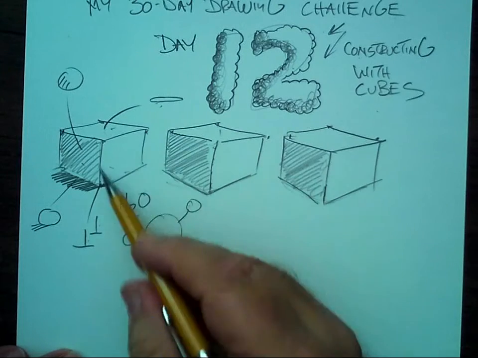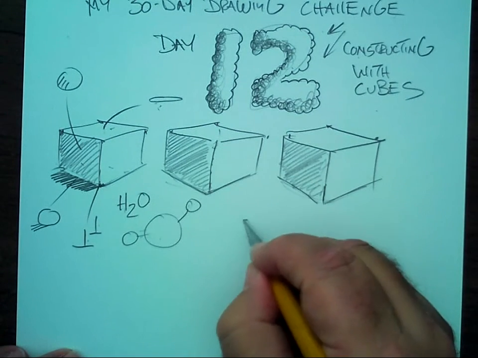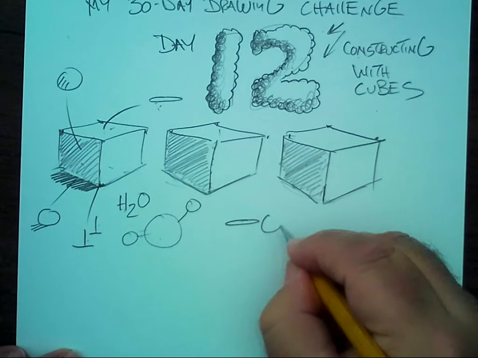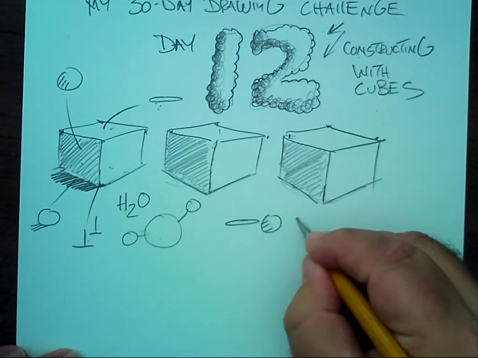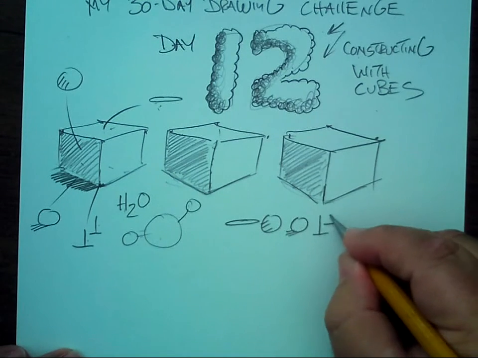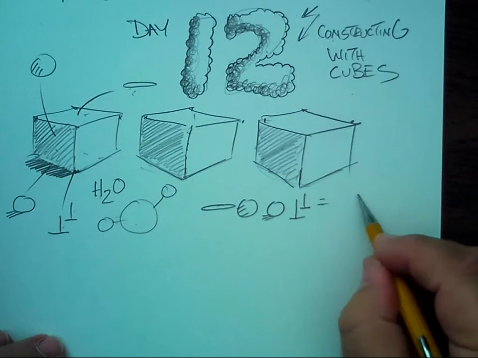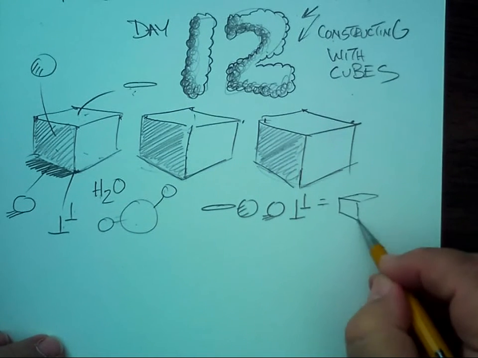So here's the equation for the cube. It starts with foreshortening, the most important. Foreshortening plus shading, plus shadow, plus placement, equals your cube. Isn't that fun? Look at that.